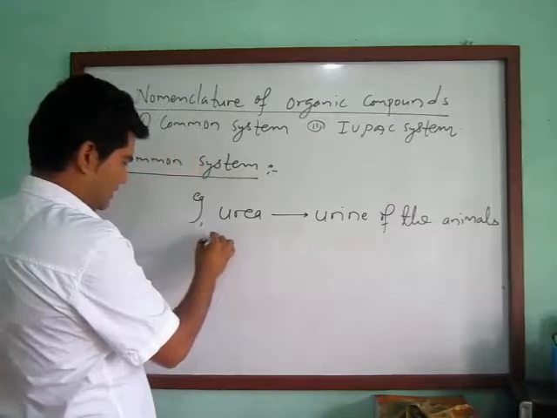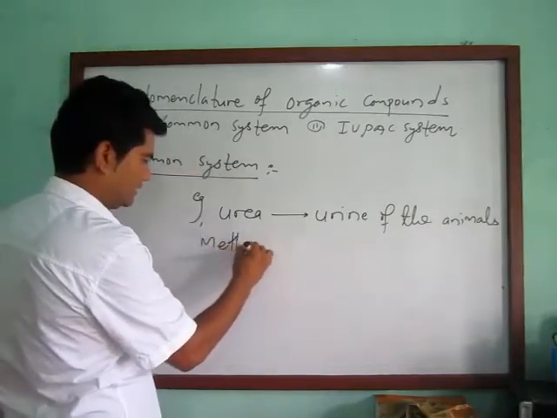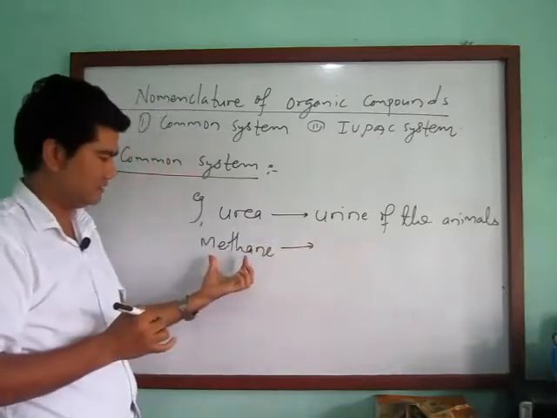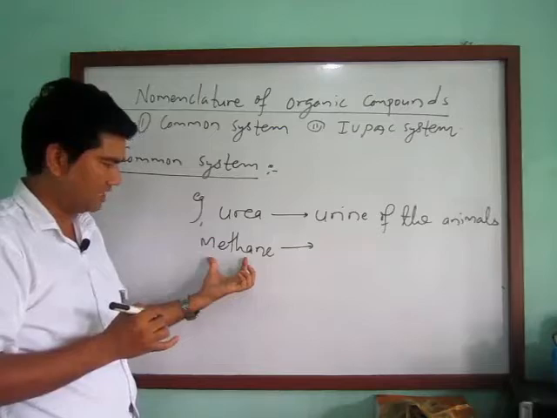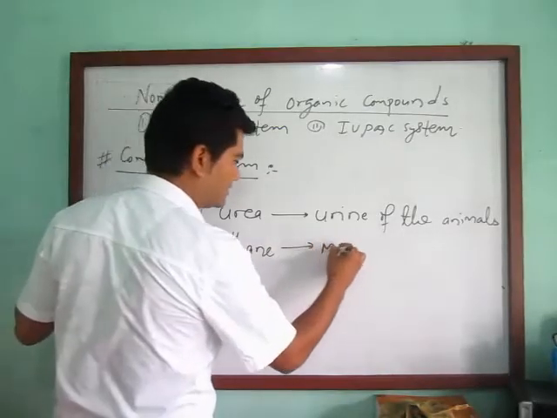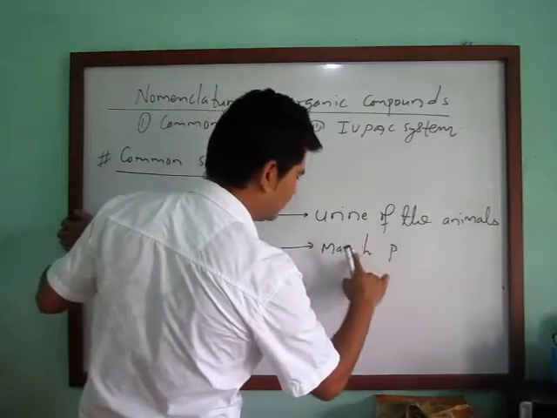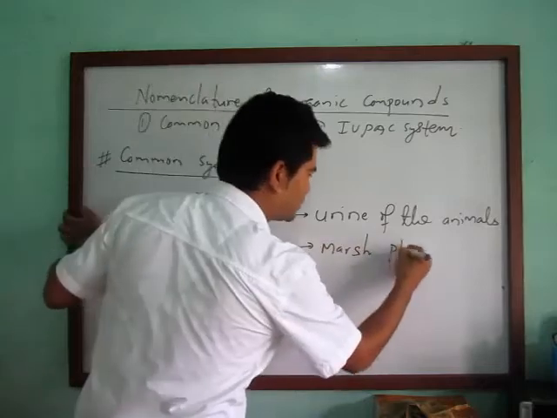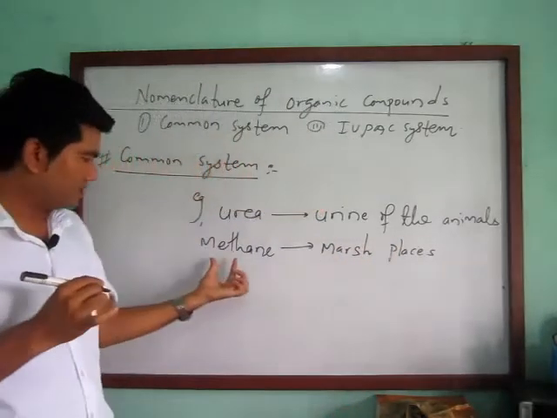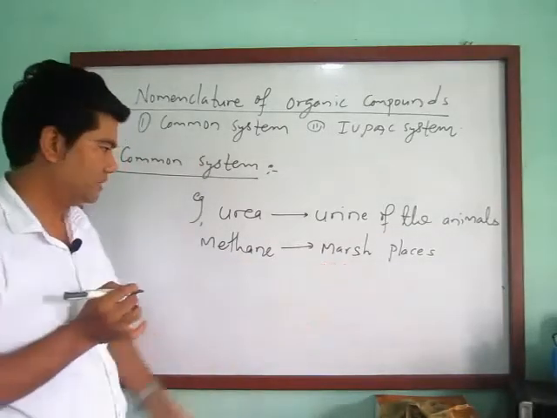Similarly, another organic compound, the first member of the alkanes, methane. The name methane was derived because it was found in marsh places. So we can also call methane marsh gas.